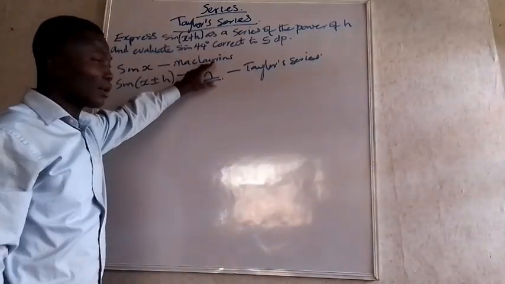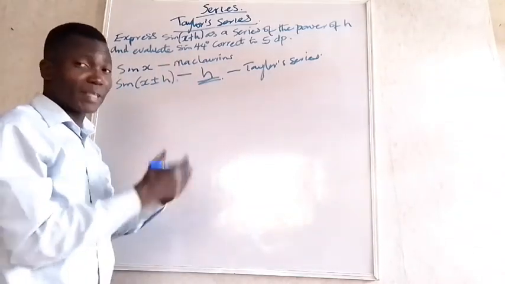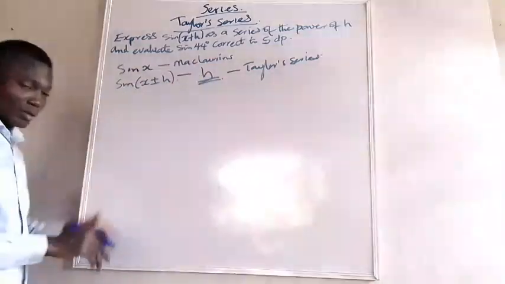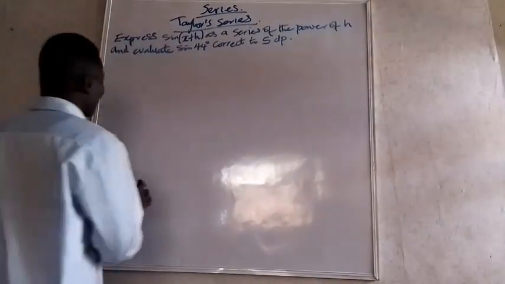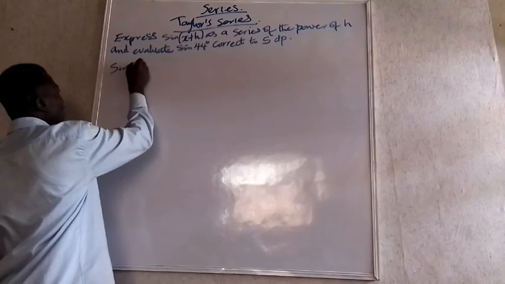Maclaurin reworked, or simplified, the power series. That is why we are having it. And from there, we are able to get this. Now, let's really go into answering the question. Let's look at what it is like. So, we have this: sine of x plus h.